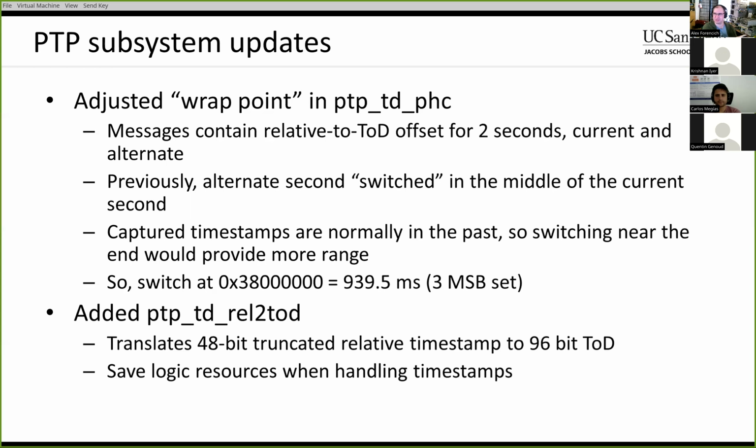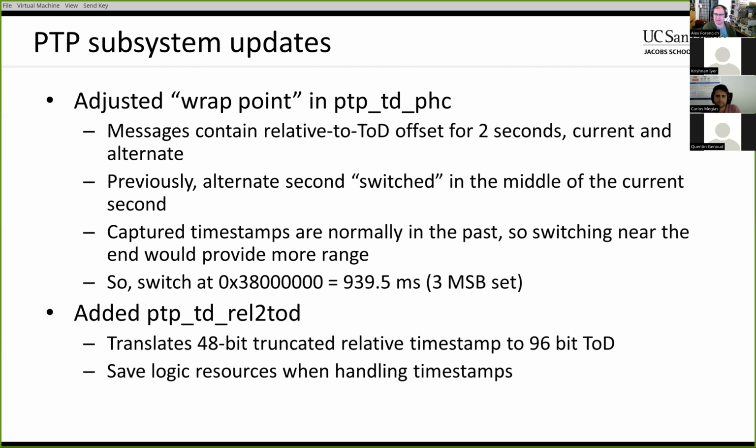So if you switch towards the end of the current second, then you'll get a better reconstruction window. So by looking at just a couple of MSBs instead of what I was doing before, right? If you look for all three MSBs set, then you'll get a wrap point at about 940 milliseconds. So that means you could reconstruct about 940 milliseconds in the past and about 60 milliseconds in the future, which I think is pretty reasonable.